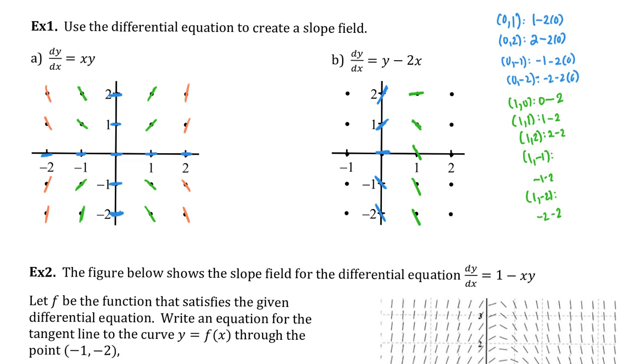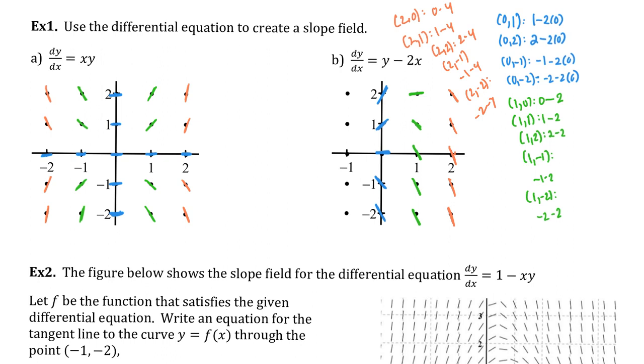Okay, let me go to x is 2. (2, 0). What is that? That's going to be 0 minus 4. Negative and steep. How about (2, 1)? That's going to be 1 minus 4, -3. How about (2, 2)? That's going to be 2 minus 4, -2. (2, -1): -1 minus 4, -5. (2, -2): -2 minus 4, -6. Super steep.